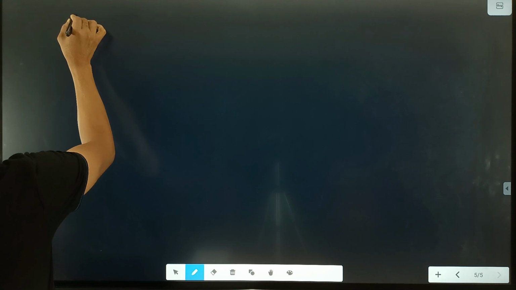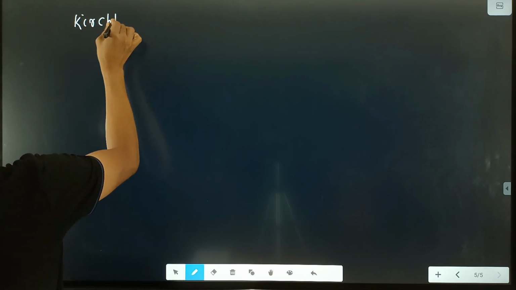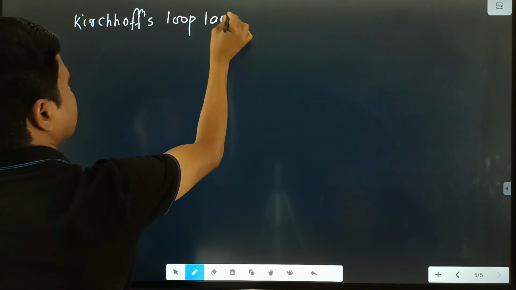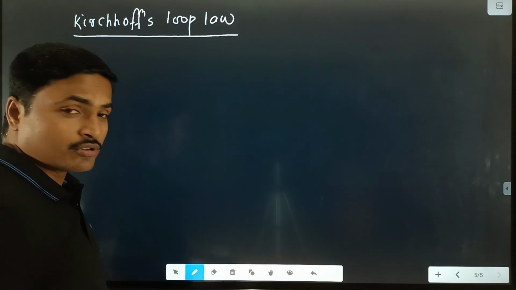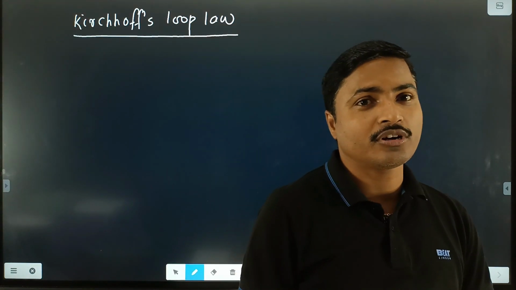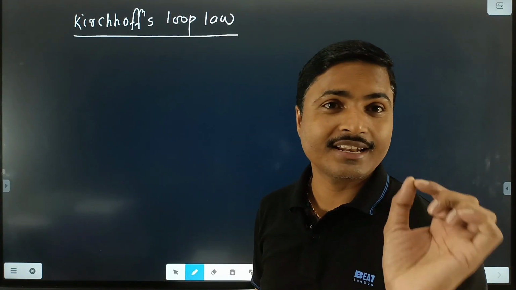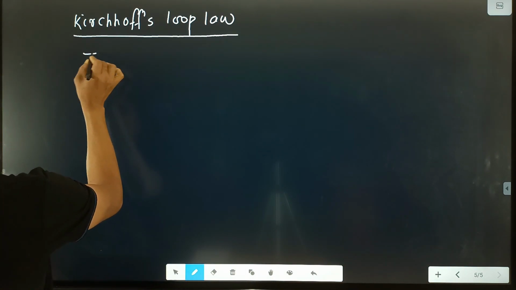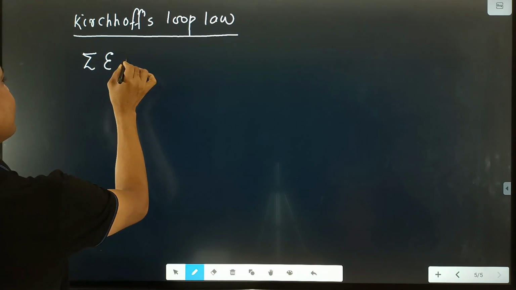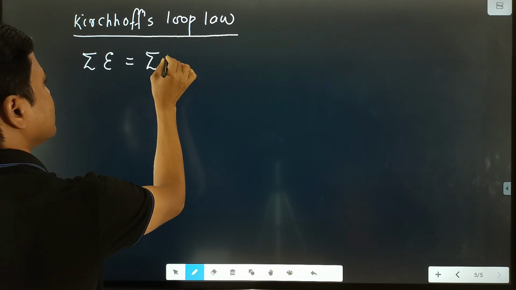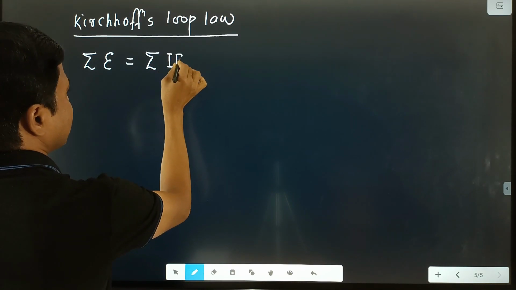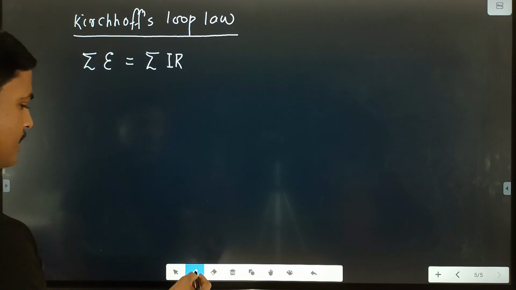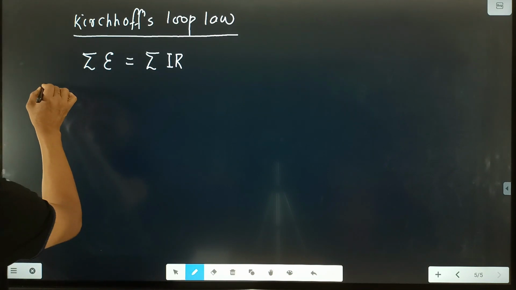Now we derive the equation for instantaneous current. Here we apply Kirchhoff's loop law. What is Kirchhoff's loop law? That is also known as Kirchhoff's voltage law. And you know this law in the chapter current electricity. What is that? In a closed circuit, the sum of total EMF is equal to the sum of the product of current and resistance. This is Kirchhoff's loop law. Clear? And here, that is a purely inductive circuit.